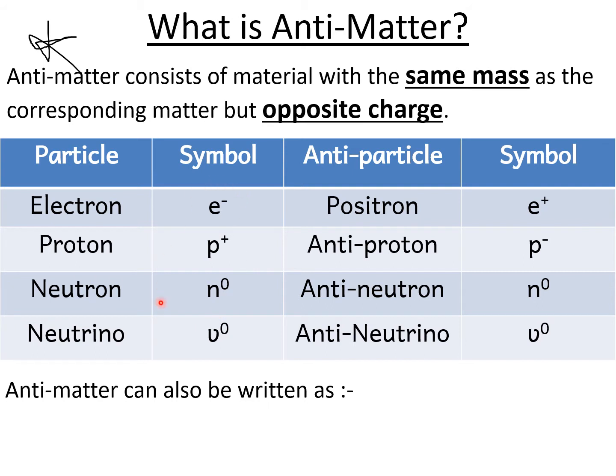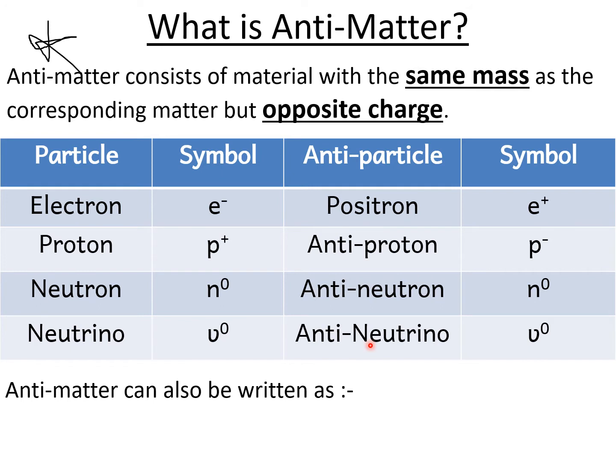We'll be using this notation again when we do radiation. So the antiparticle version of the electron, you can just call it the anti-electron, but because it's such a special case, we call it the positron. And notice how it has an E plus there. Protons, antiprotons, with a P minus there. Antineutrons and antineutrinos, notice it still stays as zero because it was zero to begin with.